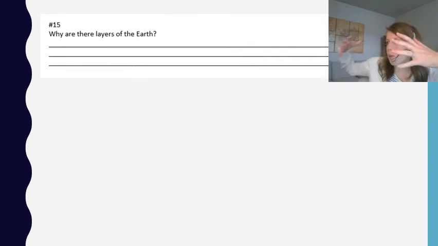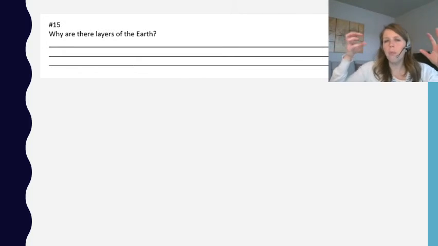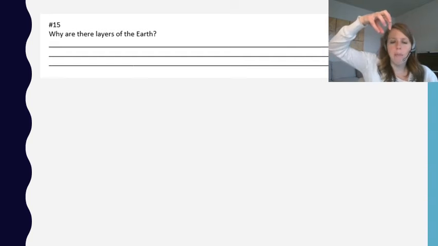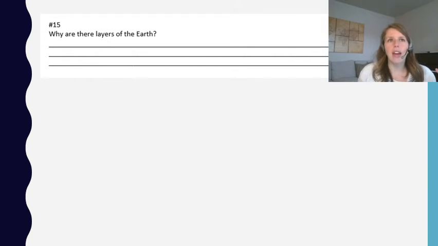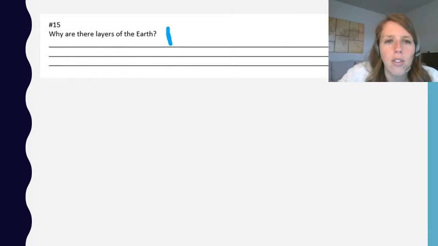Just like if I had a big tank of water, and I had a big hunk of metal and I put it in the water, that metal will sink, right? And if I had a big chunk of wood, wood is less dense than water, so wood will actually float, right? So why are there layers of the earth? Well, it's because of density.